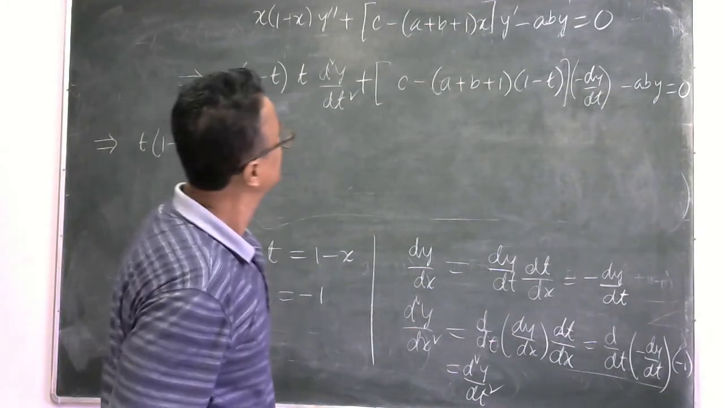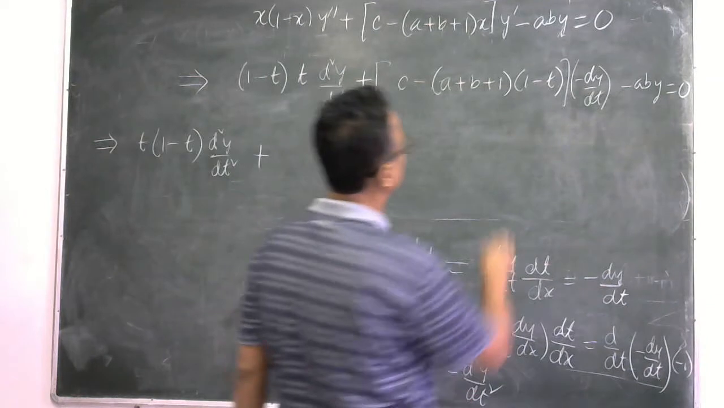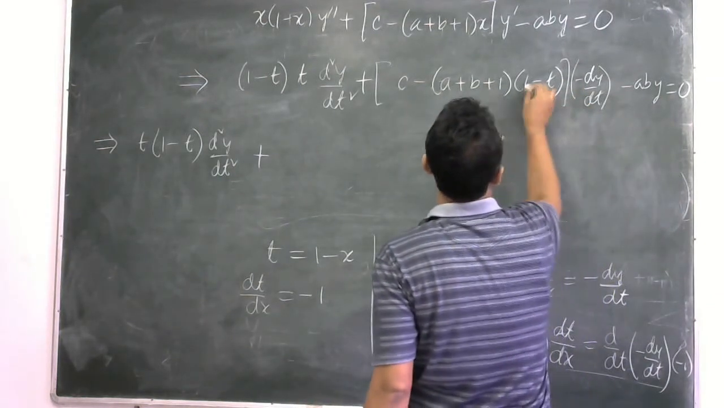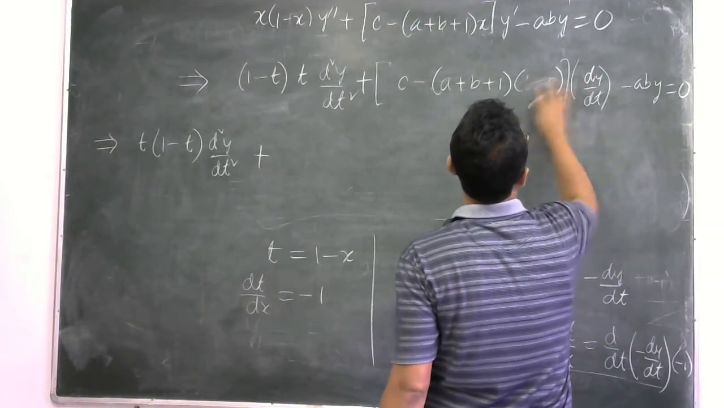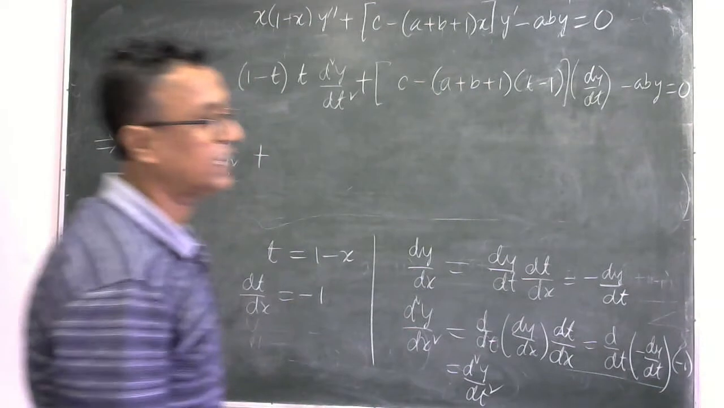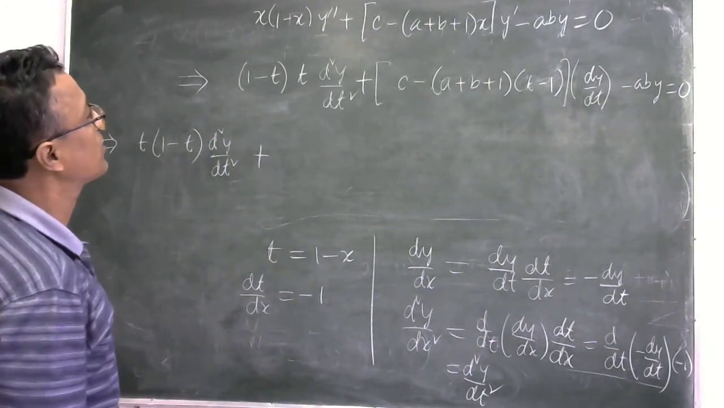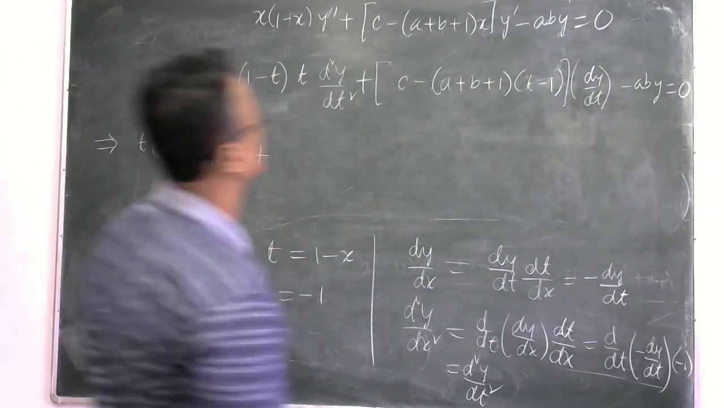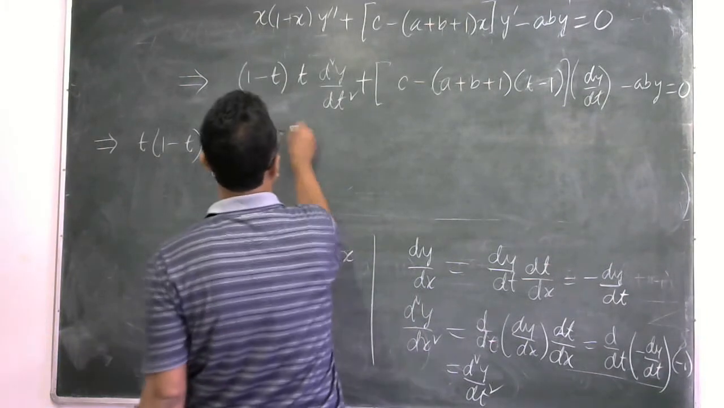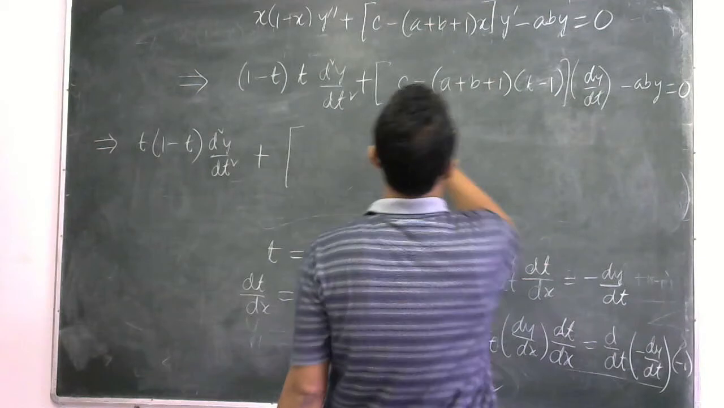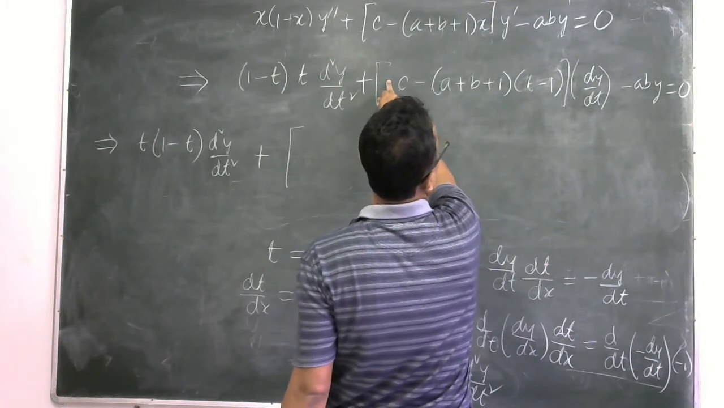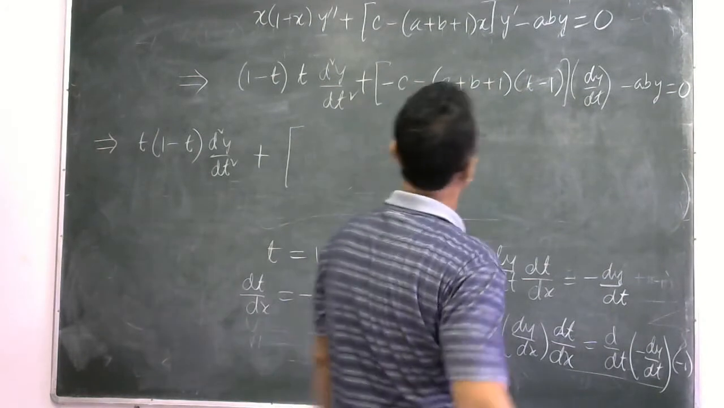Now, because this is minus dy/dt, I can simply think this to be t minus 1, isn't it? I can simply think it to be t minus 1. So now let us bring the constants out. So the constants are going to be t minus 1 and what? This is also going to be minus c. This is also going to be minus. Is it okay?